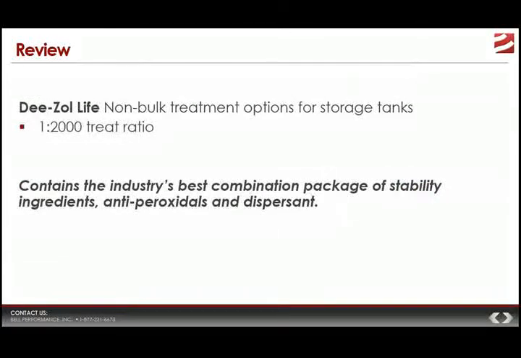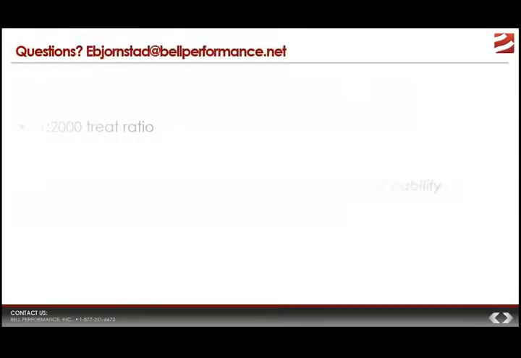That's a fair question. So, in review, Dee-Zol Life is Bell Performance's fuel stabilization treatment used at a 1 to 2,000 treat ratio. It contains what we think is the industry's best combination package of all the 5 kinds of active ingredients that you need to have an effective stabilization package.